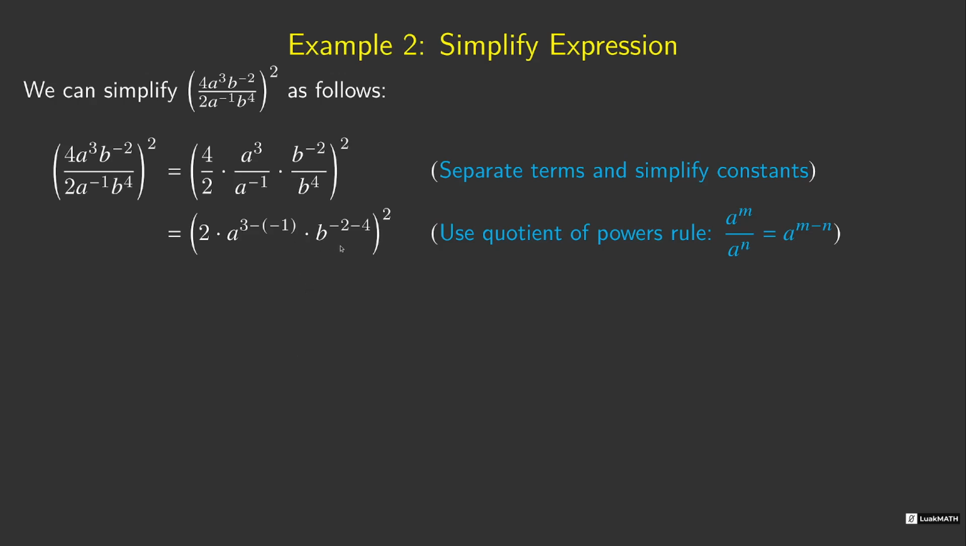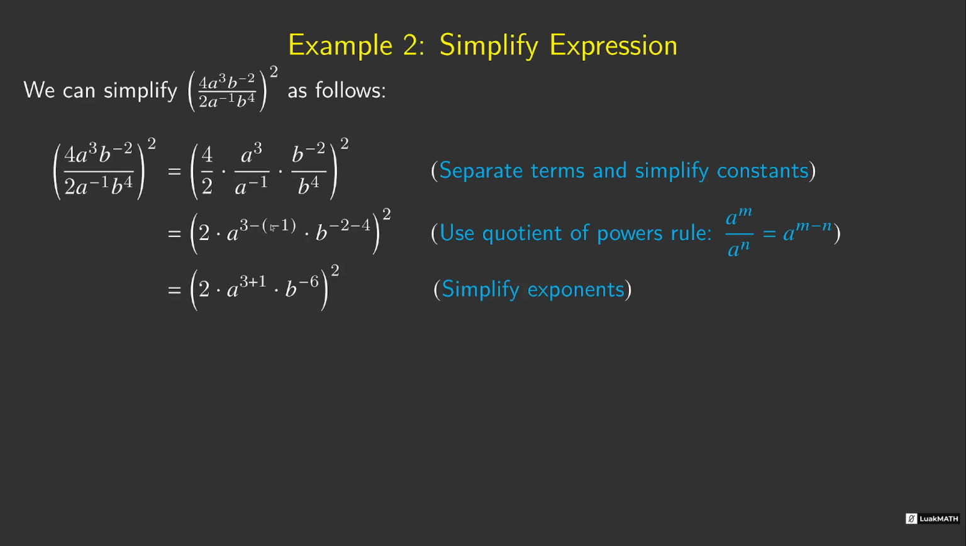Now we do the exact same thing to the b's. So in the numerator we have b raised to minus 2. In the denominator we have b raised to 4. So now, using the quotient rule right here, this becomes b raised to minus 2 minus 4. Okay, that's all about it. The only thing we have to do now is to simplify the bracket further, and that's what we do.